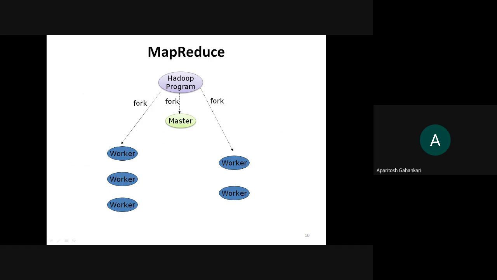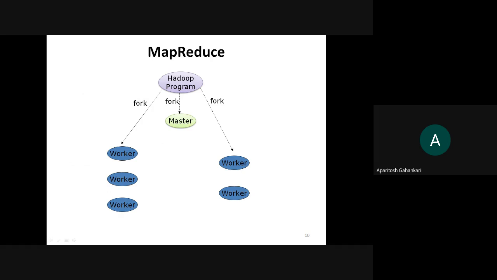So the meaning of fork means what? Fork means that you are going to create a new process. Likewise, here one process is a master process and another type of processes are the worker processes. Okay, so the master process is having the responsibility of keeping all the track of the activities.